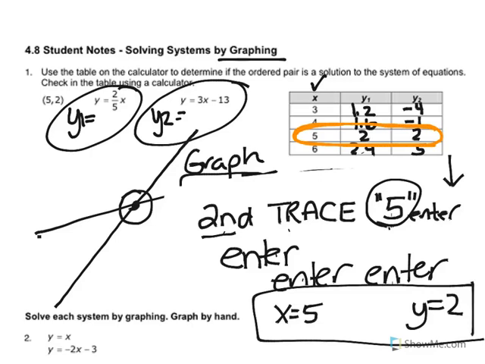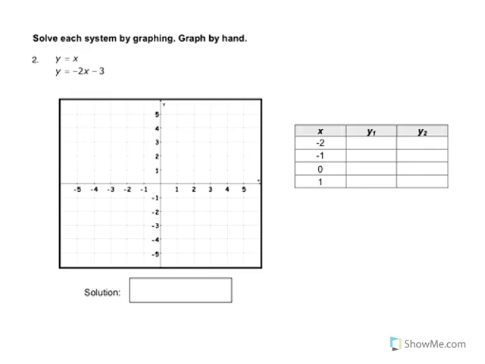Okay, let's try it on another one. Before we do this second one, I want you to note that these equations have already been solved for y. If your equation is not solved for y, you have to do that first, because in order to put an equation into y equals in your calculator, you have to have the equation solved for y. So make sure you do that. In this case, they're already solved for y, so that's easy.